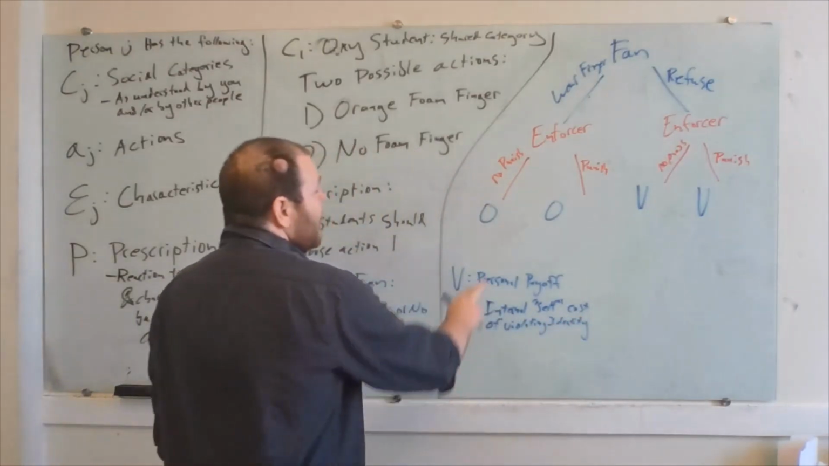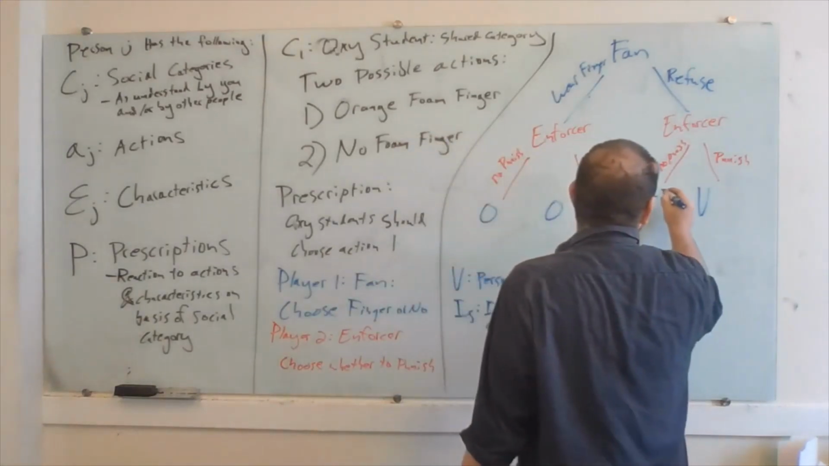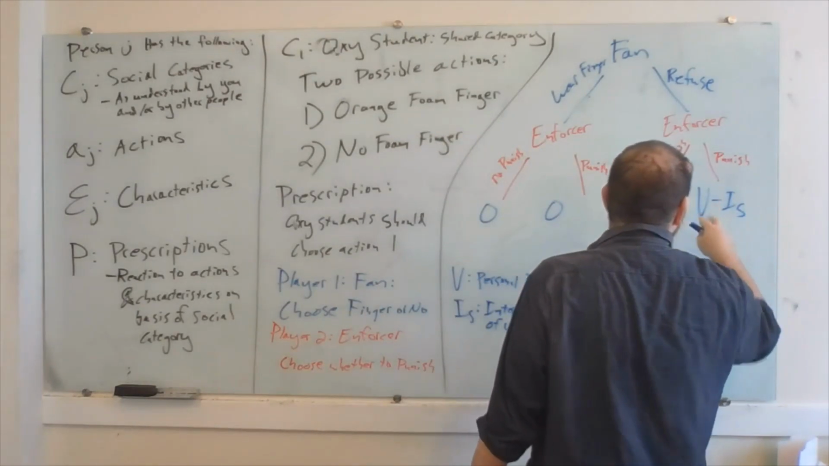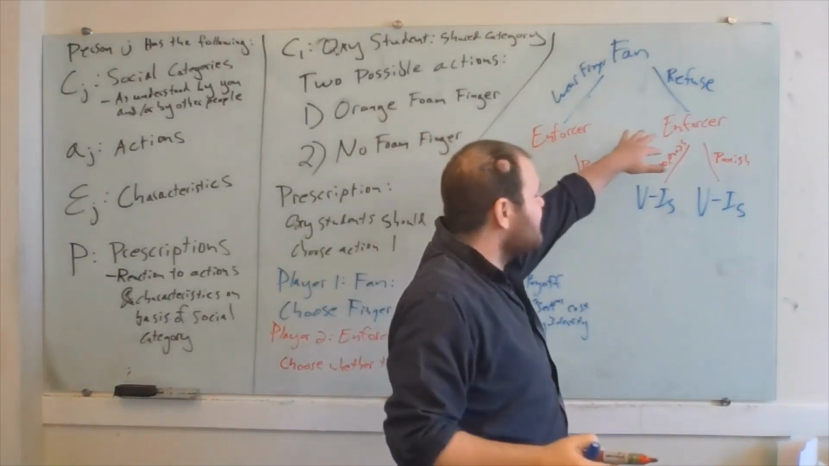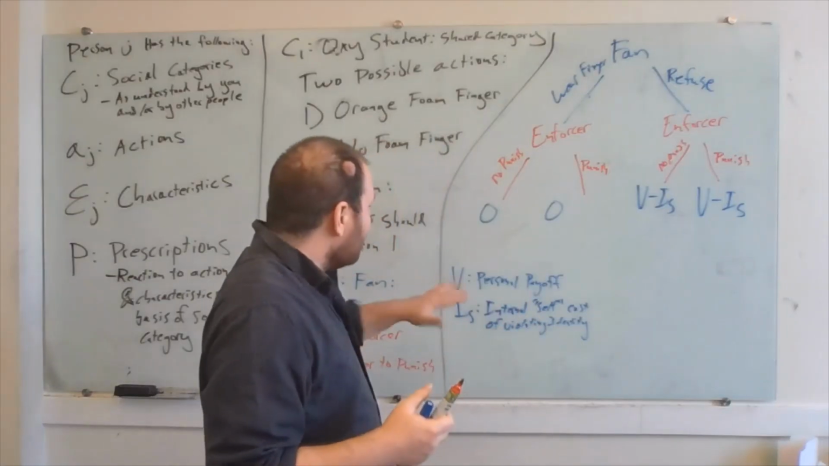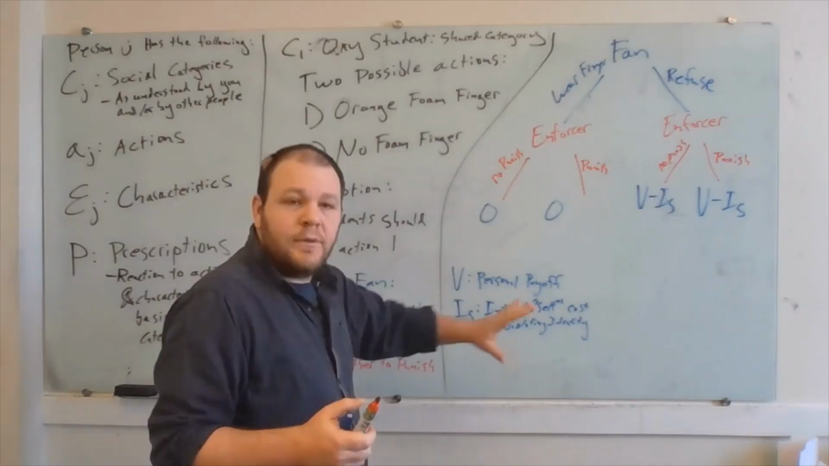So they're not going to lose IS if they go ahead and wear the finger. They are going to lose IS if they decide to refuse to wear the finger, regardless of whether this norm is enforced externally or not. Cool. So this is all the stuff that comes just from the fan's decisions.